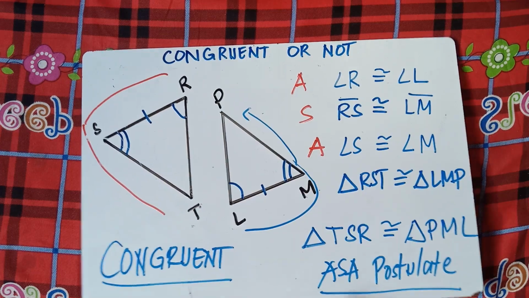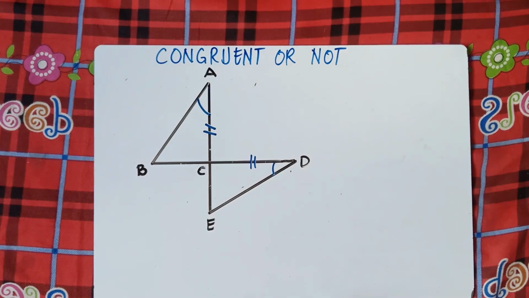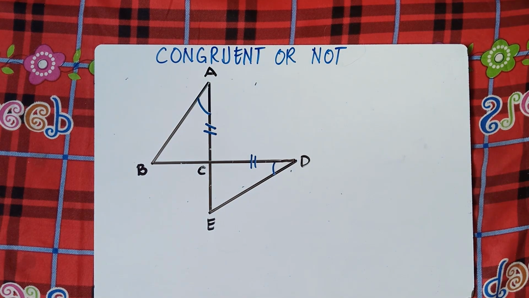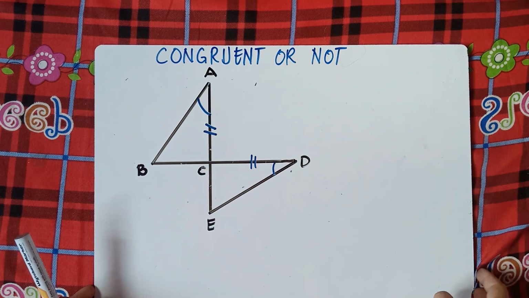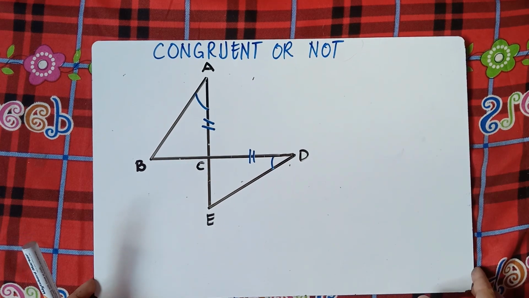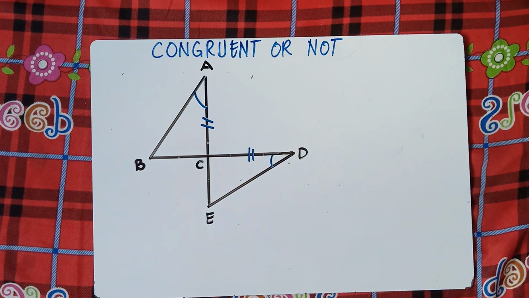Let's try a last example for us to really understand this one. How about this one, class? With our last example, we only have two markings. Can we conclude that it's not congruent? Okay, can we say that it's not congruent?